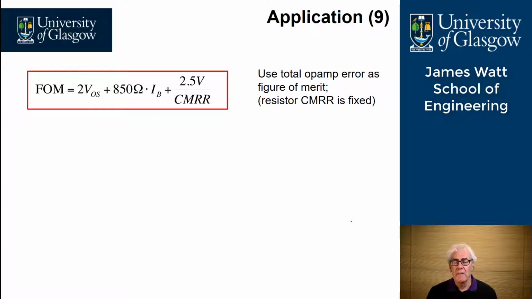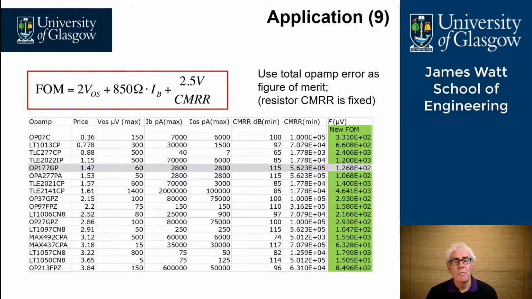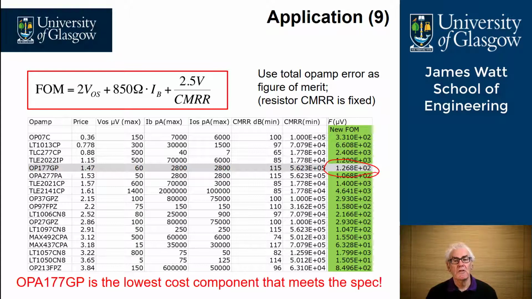Writing down the figure of merit, as we've done in previous lectures, our figure of merit for this circuit is 2 times the offset voltage, plus the bridge resistance times the bias current, plus 2.5 volts divided by the common mode rejection ratio. Plugging into our well-known op-amp table and looking at the numbers, we find that the amplifier that meets the requirement of better than 150 microvolts is the OP177GP, and it's the lowest cost component that meets the spec.